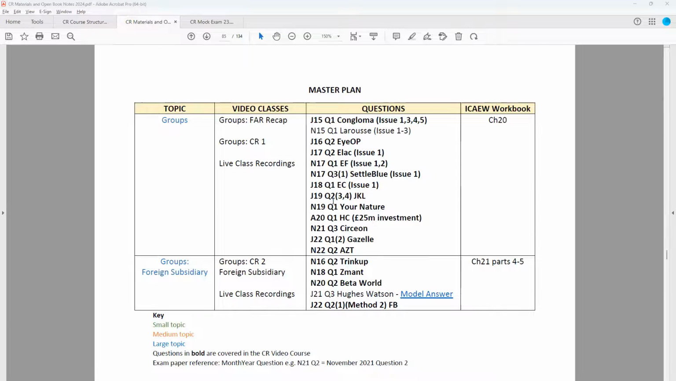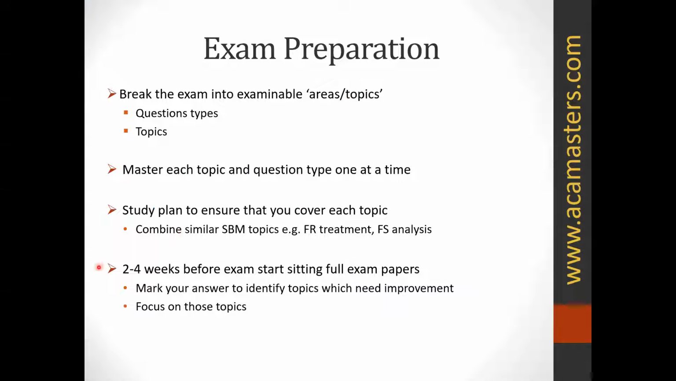So that will help you identify your weakness areas, and then do another mock exam and see where your weakness area was there. So that's how I would suggest preparing for the CR exam.